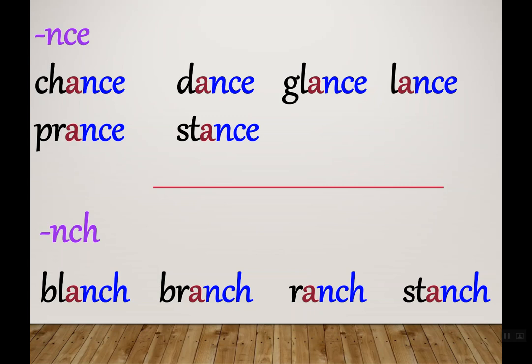Now let's pronounce the next set of words. Blanch, branch, ranch, stanch. What do we have after A? We have the consonant cluster N-C-H. So when you hear the sound anch at the end of a word, the spelling will mostly be A-N-C-H for the sound anch.